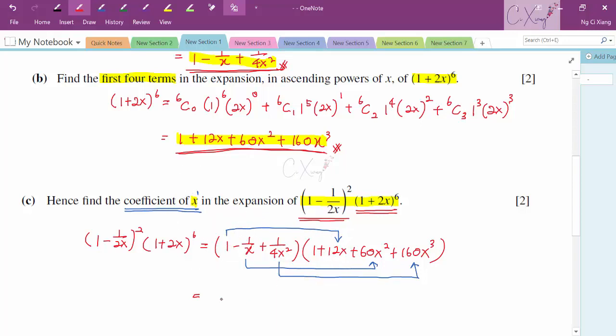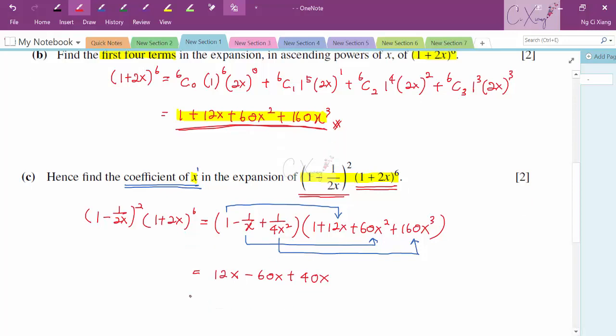So 1 multiplied with 12x, I get 12x. Negative 1 over x multiplied with 60x squared gives negative 60x. After that, 1 over 4x squared multiplied with 160x to the power 3 gives 40x. From here, I combine all these 3 terms together and I have negative 8x. Since this question is asking for the coefficient, I will write it out. The coefficient of x means the number that is multiplied with the x, so the coefficient of x will be equal to negative 8.